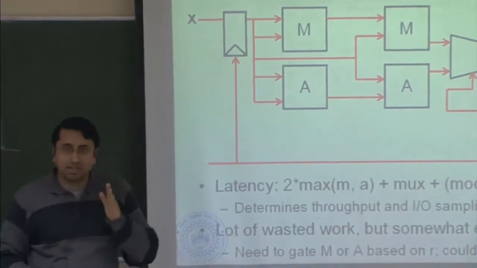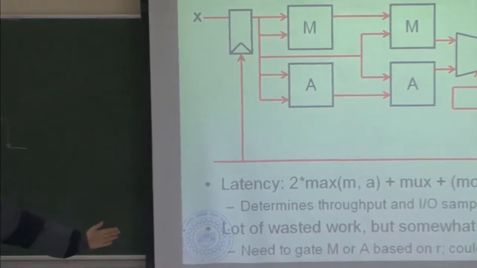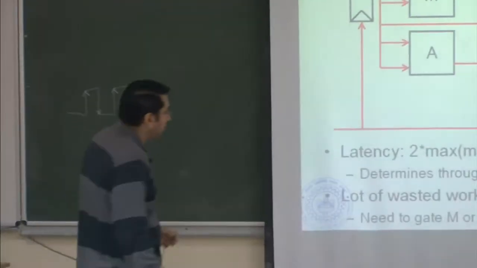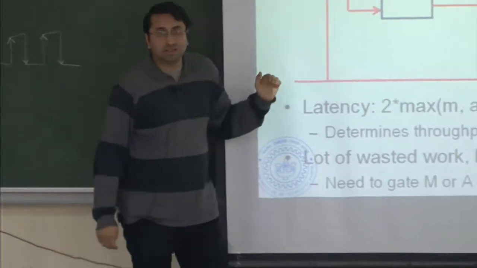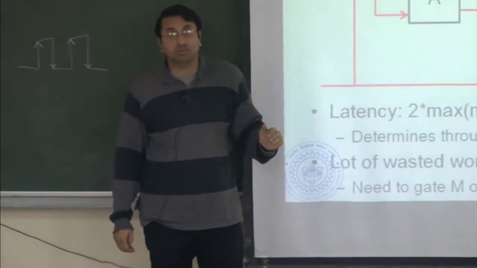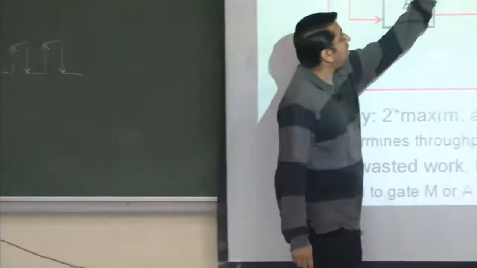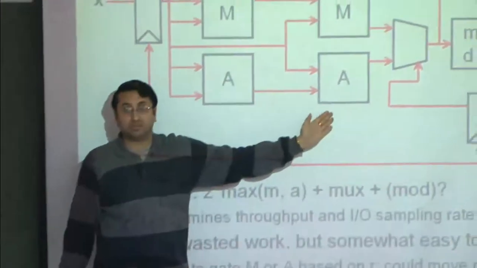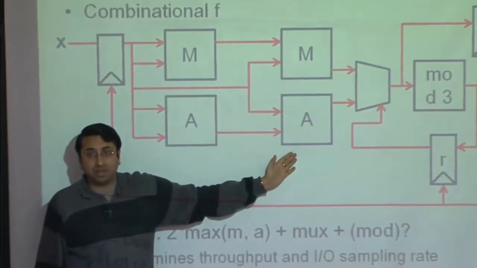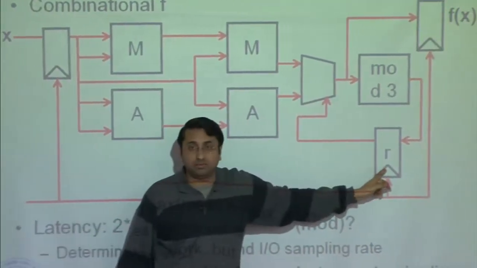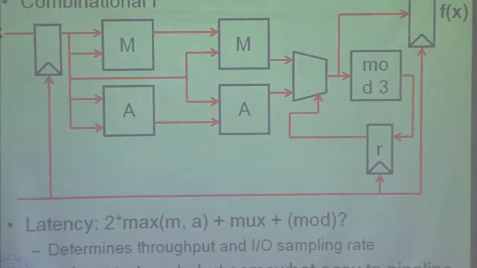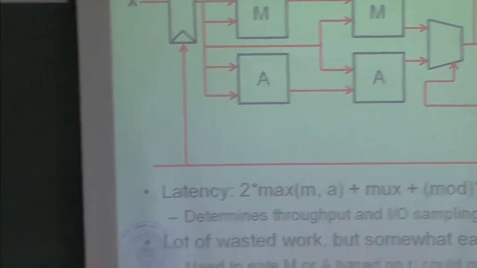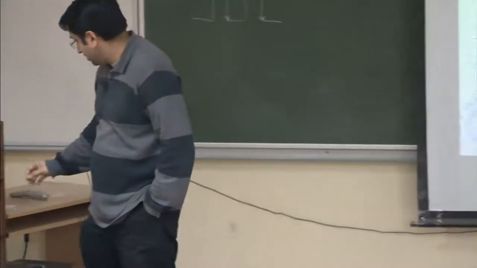We'll see exactly this case when pipelining a processor. Because here the fundamental problem is that when X comes in, we don't know which way to go. We don't know whether we should take this path or this path until and unless we know the value of R. So we'll stick to this particular design. We'll waste a lot of hardware, but this is easier to pipeline. Any question on this?